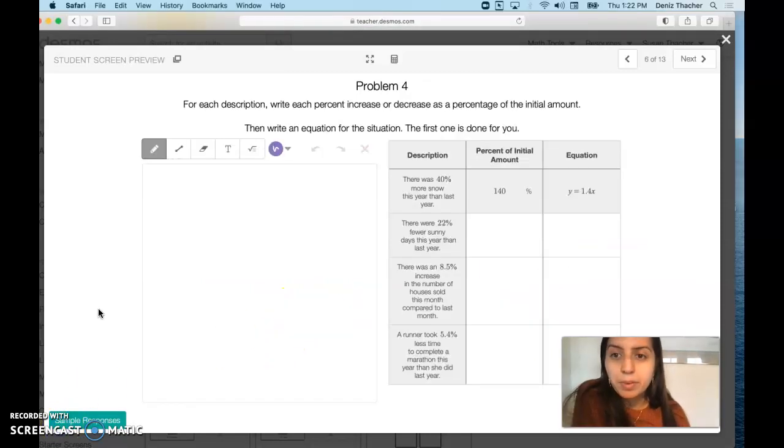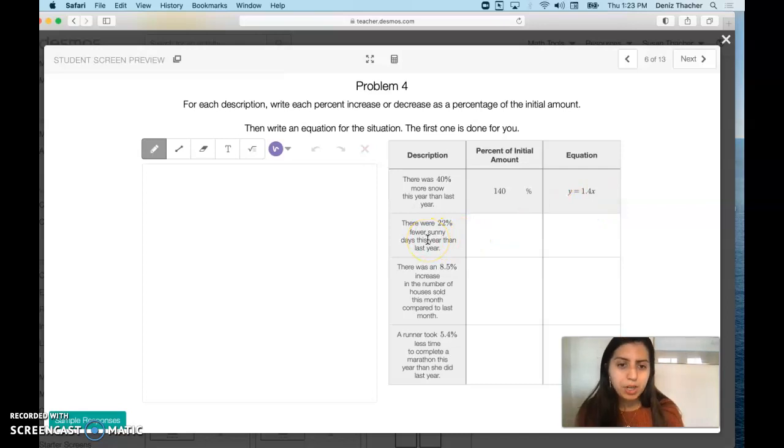Let's take a look at problem number 4. For each description, write each percent increase or decrease as a percentage of the initial amount. Then write an equation for the situation. The first one is done for you. So the first description is there was 40% more snow this year than last year. So that means we're going to add 40% to 100%. That gives us 140%. And to write the equation, again, we need to change 140% into a decimal, and we can do that by dividing by 100 to get 1.4.